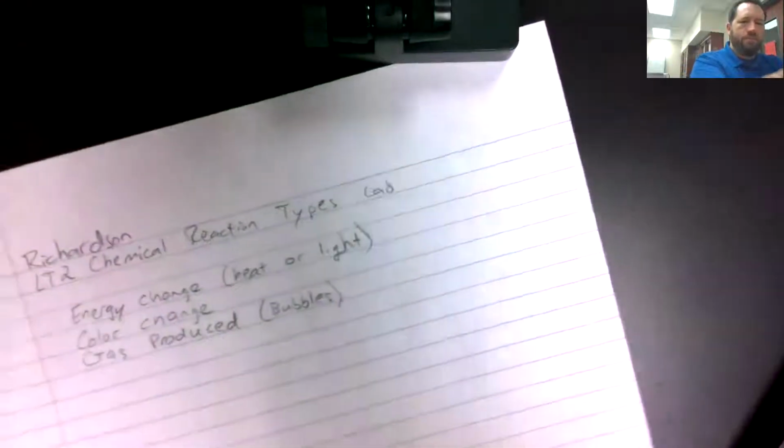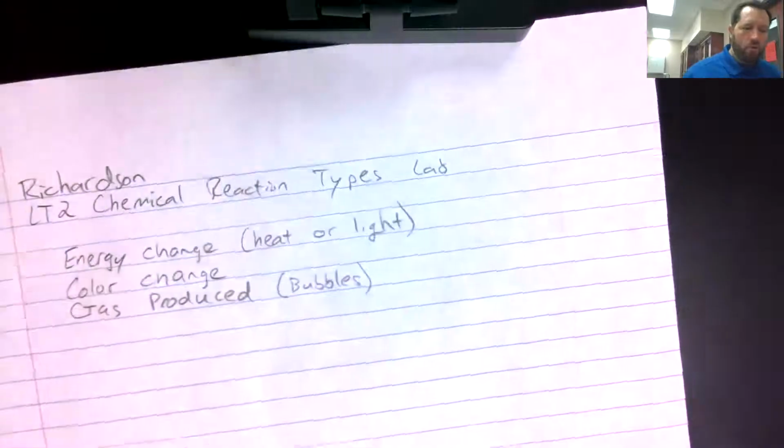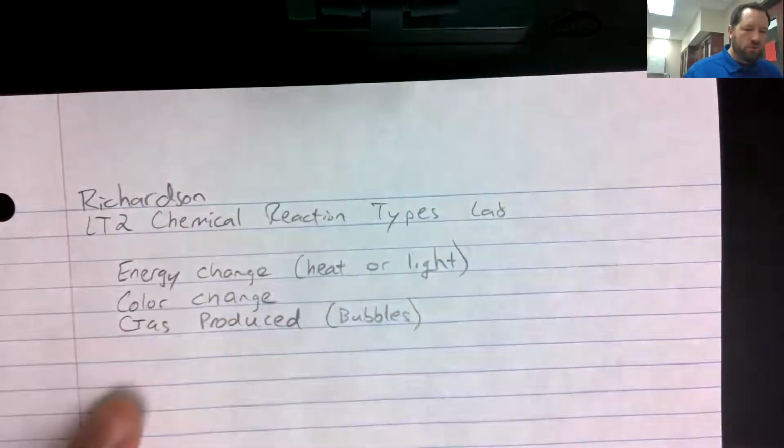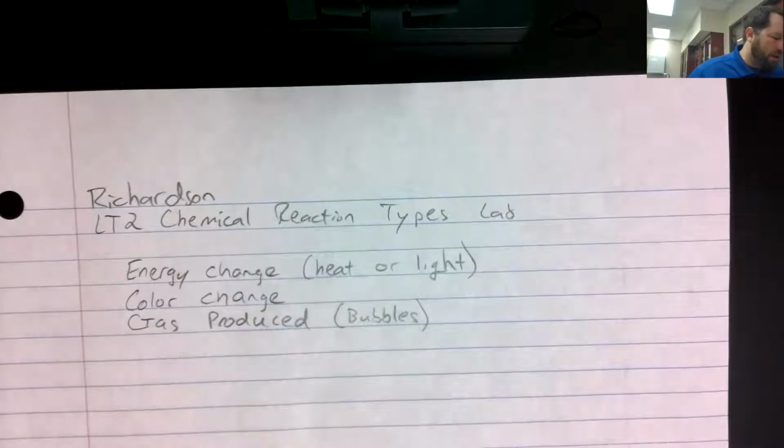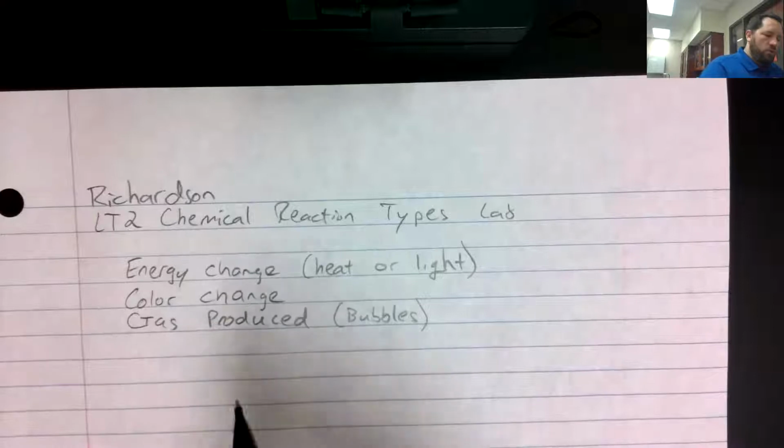Gas produced is usually going to let you know you've had a chemical reaction occur. And the way you're usually going to tell, since most of our reactions are taking place in water, is you're going to look for bubbles. Bubbles releasing is an indication that you have a gas being produced, which is one of our 4.